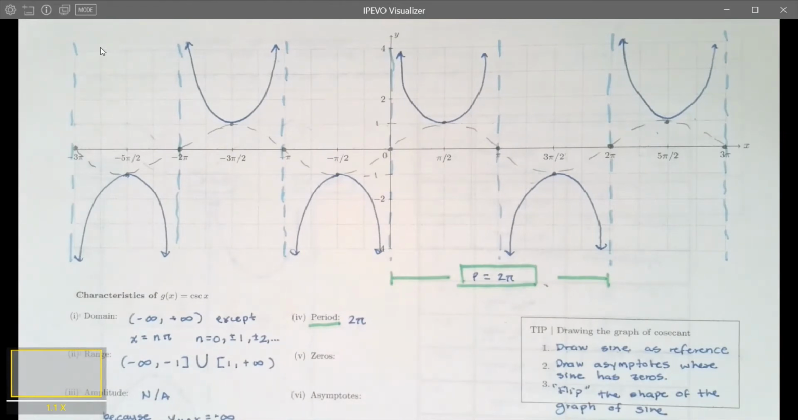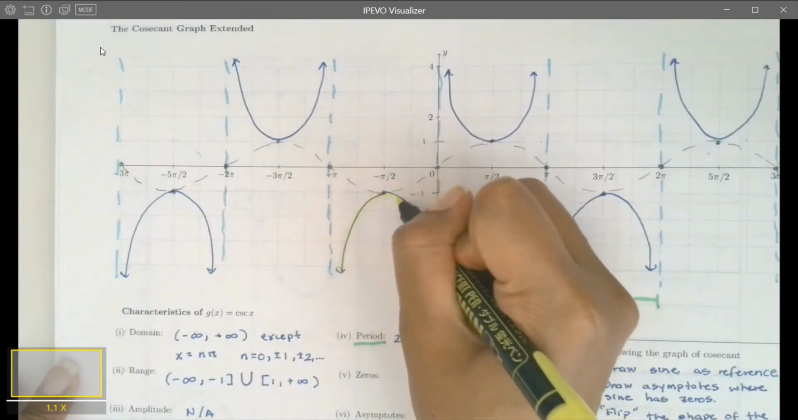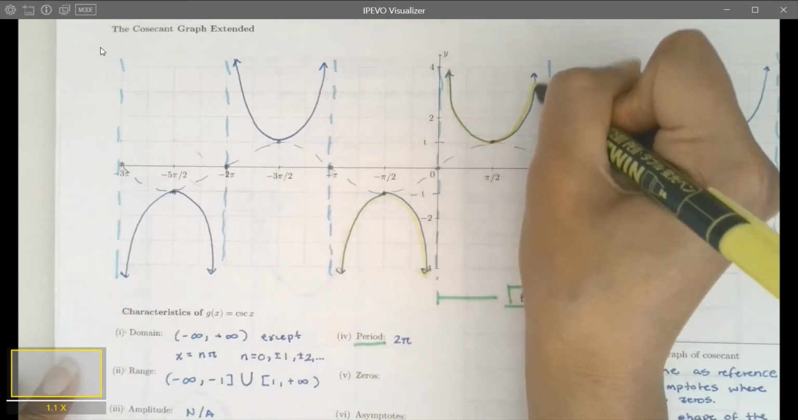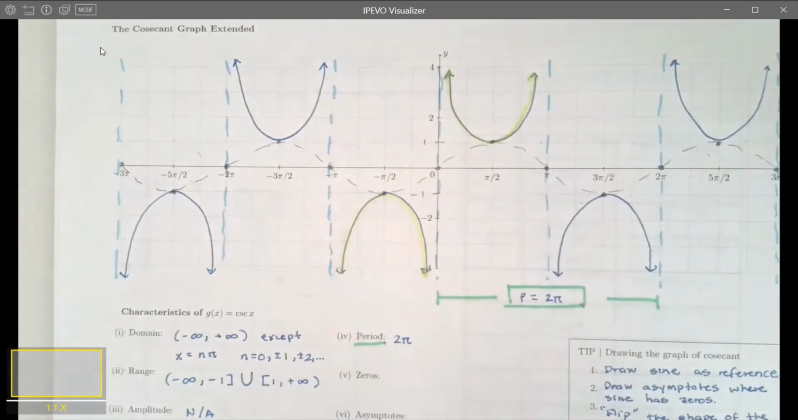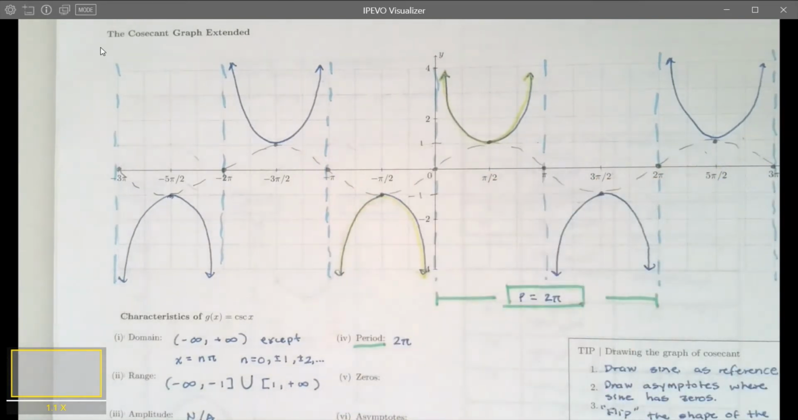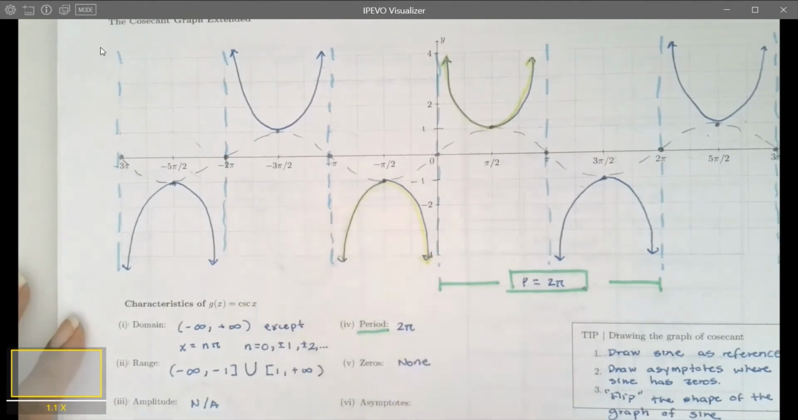What about zeros? Does this graph ever touch the x-axis? Well, the answer is no, because the graph is only these parabolas that either open up or open down. So we never see them cross the x-axis. So actually we have none here. We don't have any.